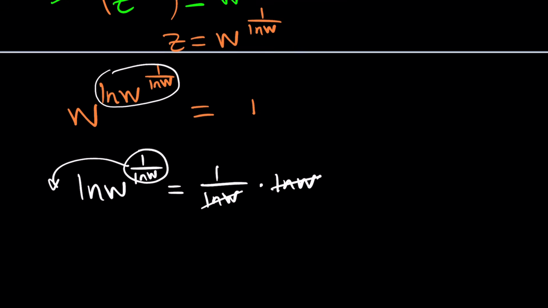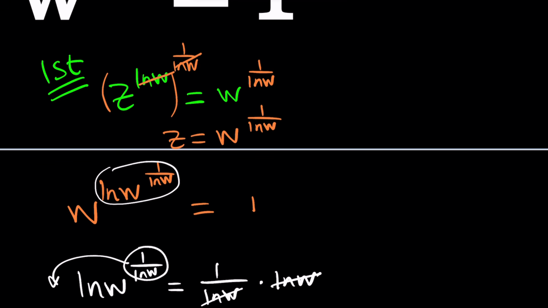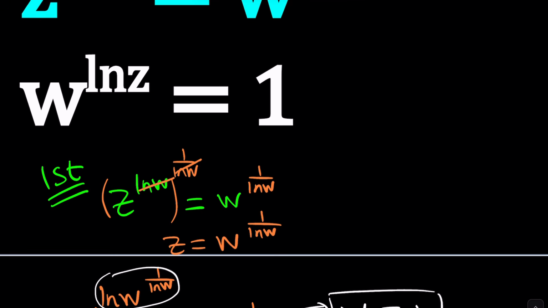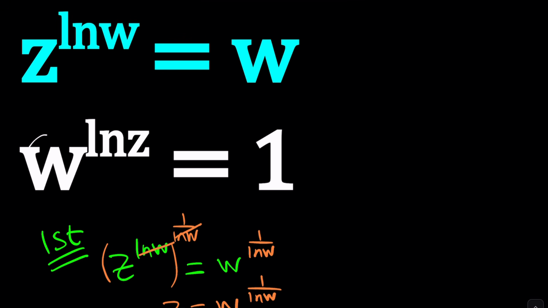What is that supposed to mean? Well, it just means that w to the power 1 equals 1, right? Which means w equals 1. So w is actually 1. And that kind of makes sense, doesn't it? Because if you really think about it, if the answer is 1, the base might as well be 1.